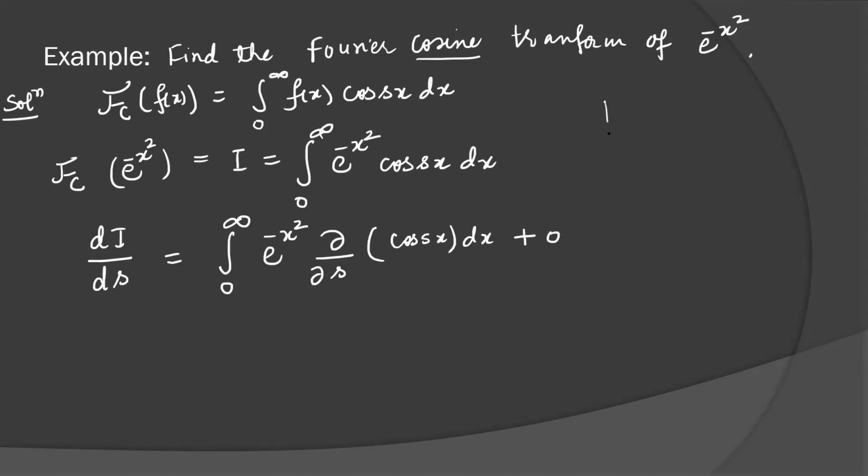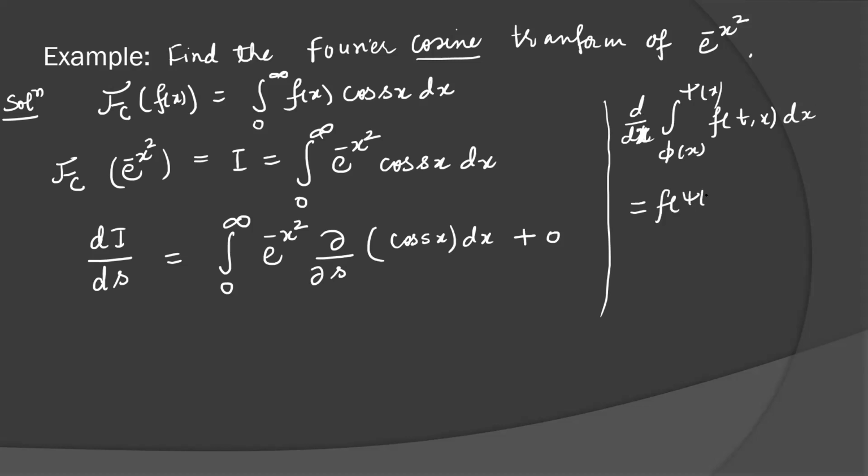What is the formula? If you want to remember, I am going to write it. If you have limits phi(x) to psi(x) of f(t, x) dt, and you want to differentiate with respect to x, the formula is very easy. You put the upper limit in the place of t.